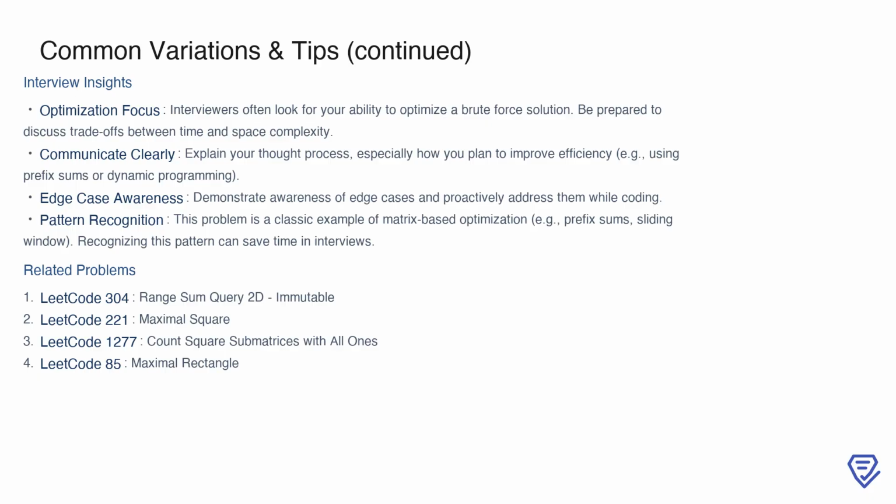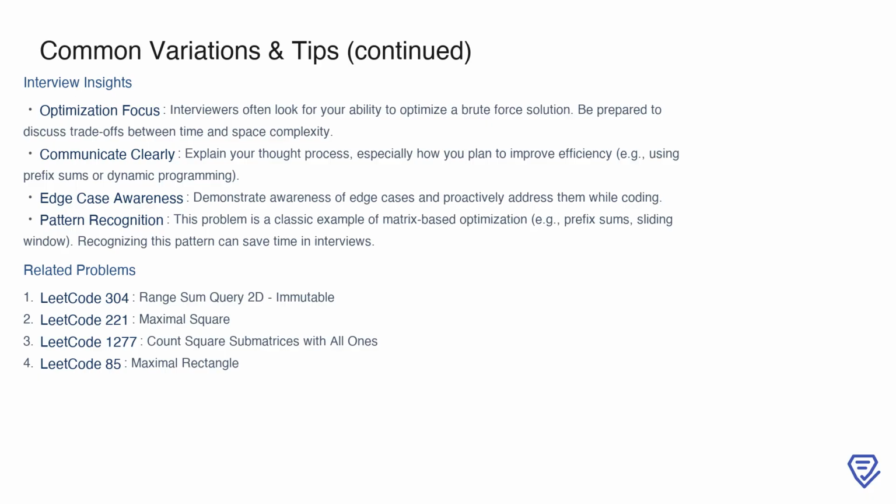Walk the interviewer through your thought process, especially how you plan to optimize your approach. Demonstrating awareness of edge cases is another crucial skill. Highlight these cases as you code, and show how you proactively address potential pitfalls. Additionally, recognizing patterns can save valuable time. For instance, this problem is a classic example of matrix-based optimization, which includes concepts like prefix sums and sliding windows. Recognizing such patterns allows you to quickly adapt previously learned techniques.